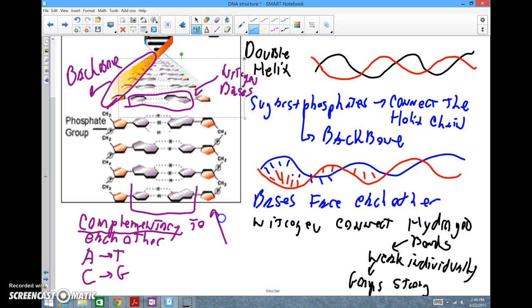One last thing is that each side runs in opposite directions. So one side of the helix runs up, the other side runs down. Okay, so those are some of the basics of DNA structure. Hope you enjoyed it.